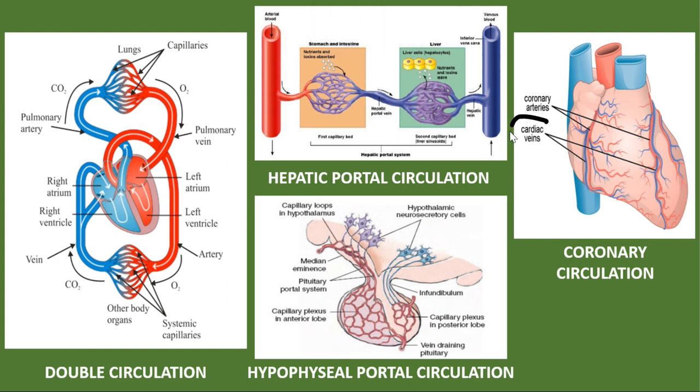A pair of cardiac veins collect deoxygenated blood or CO2 blood from the cardiac muscles, from the cardiac muscular part, and empty into the coronary venous sinus, which opens into the right auricle of the heart. So this is about the coronary circulation.